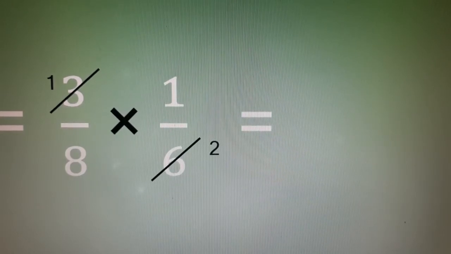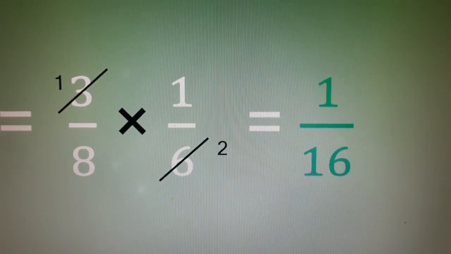After that, we multiply numerator by numerator, denominator by denominator. 1 multiplied by 1 equals 1. 8 multiplied by 2 equals 16. Now you get the simplest answer, 1 over 16.